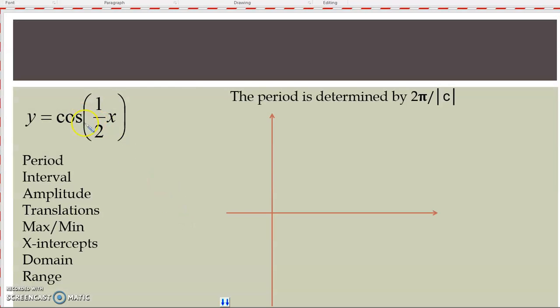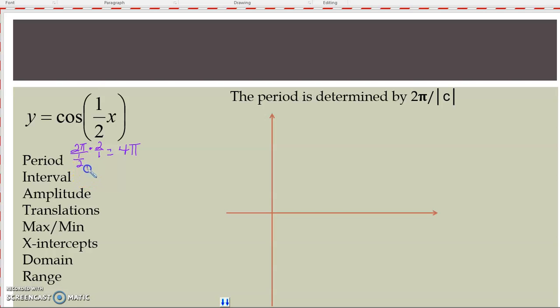The first one's going to have a period change of 1/2. So to find our new period, we take 2 pi and divide it by the 1/2. Because I'm dividing by a fraction, I'm going to keep the top, change the division to multiplication, and turn the bottom upside down. So that gives me a new period of 4 pi. My wave has to fit within 4 pi.